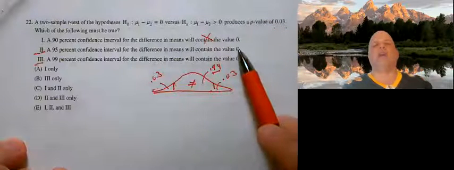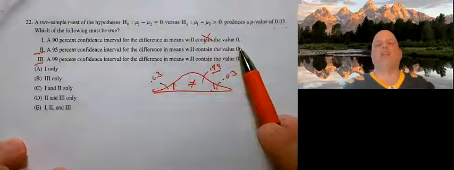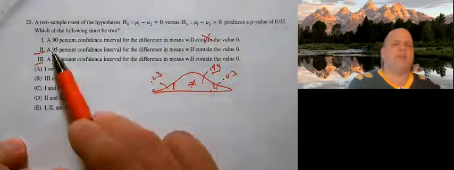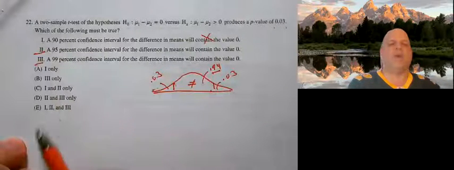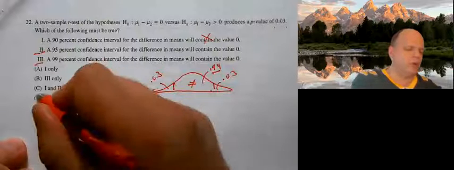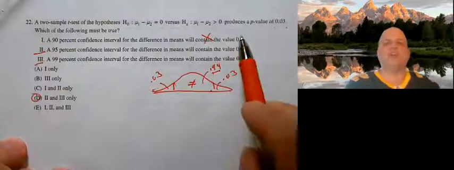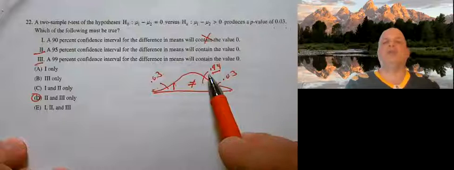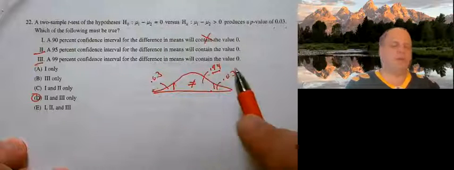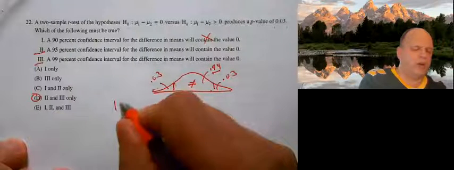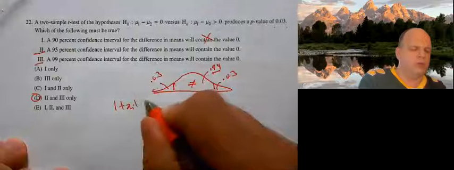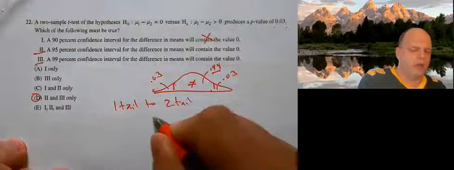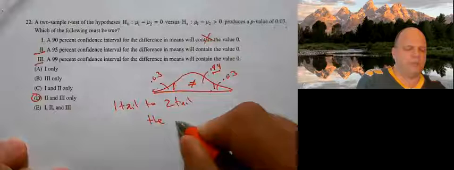So the 90% confidence interval would not have contained 0 and would appear to be statistically significant, but the 95 and 99 would have contained 0. So our answer choice is D. And once again, we had a one-tailed test of 0.03. We went to a two-tailed test, so our p-value doubles. So one-tail to two-tail, the p-value doubles.